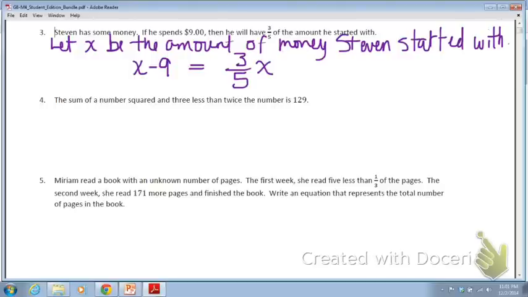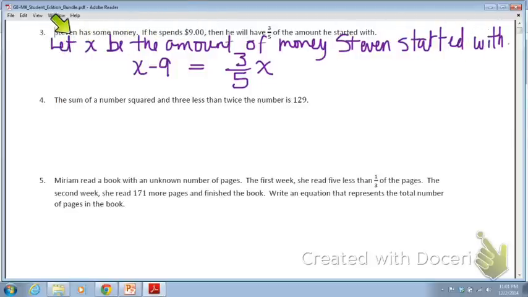Okay, here's the results for number 3, which says Stephen has some money. If he spends $9, then he will have 3/5 of the money he started with. So Stephen started with a certain amount of money, and that's what we don't know, and so that's our unknown. So let's let X be the amount of money Stephen started with.